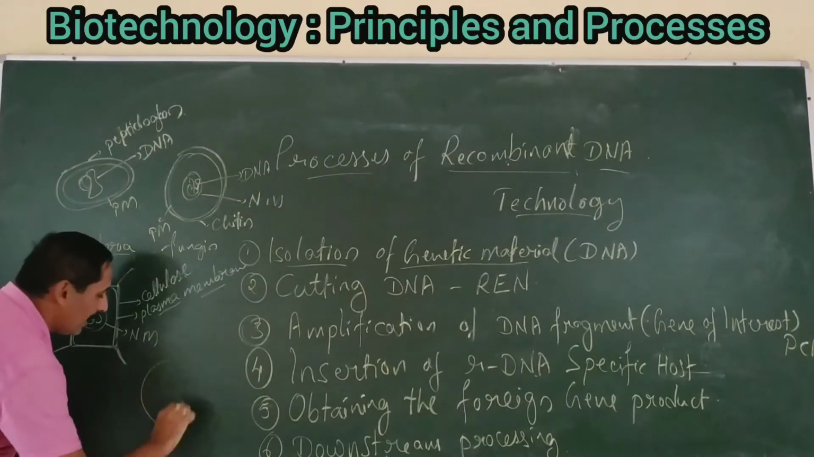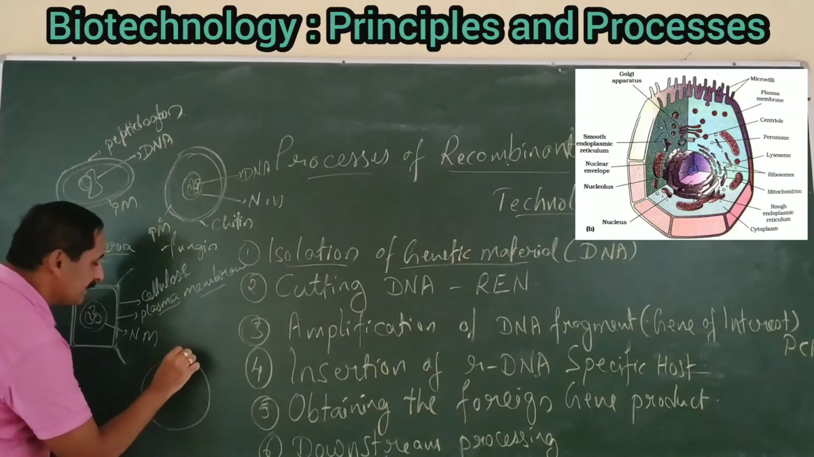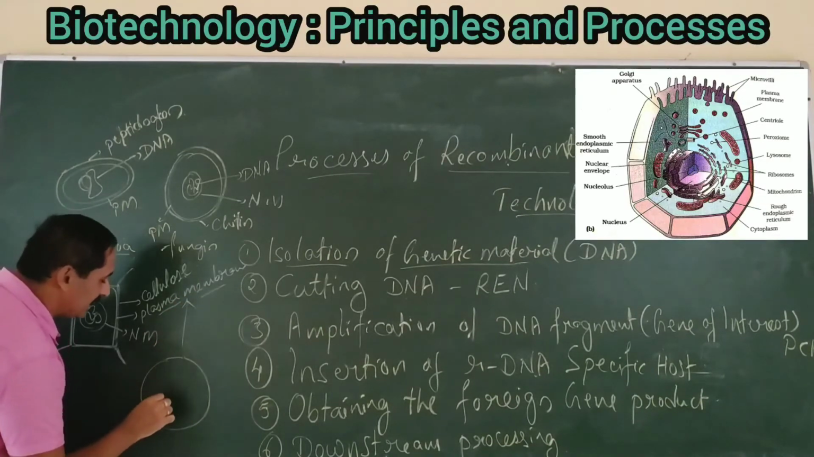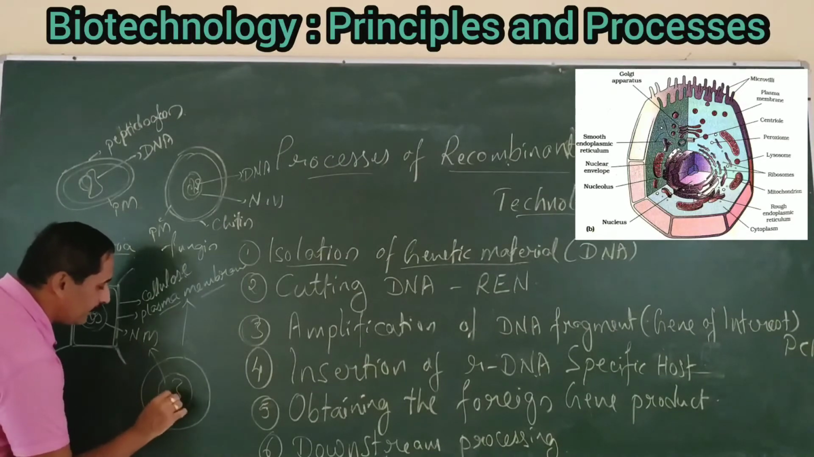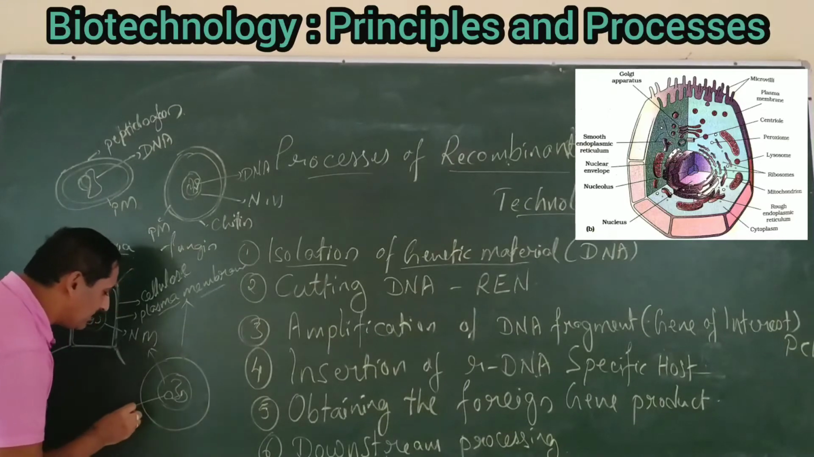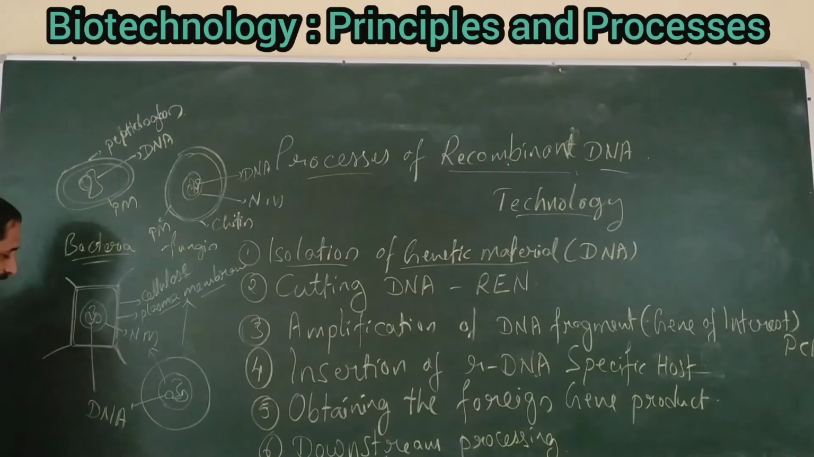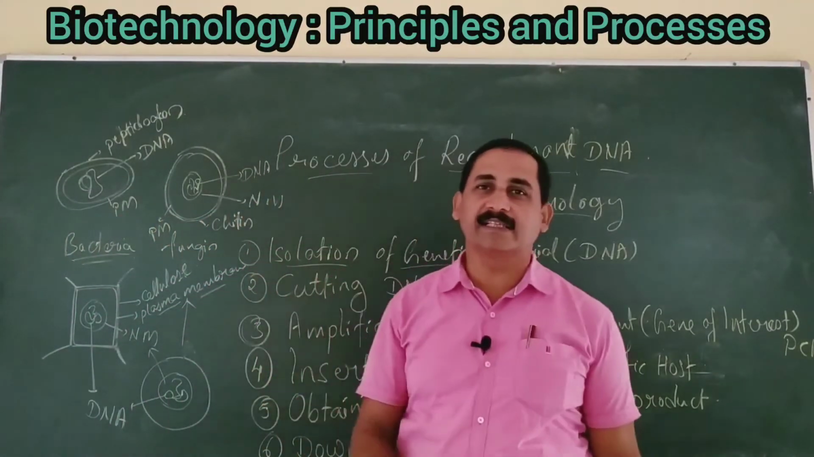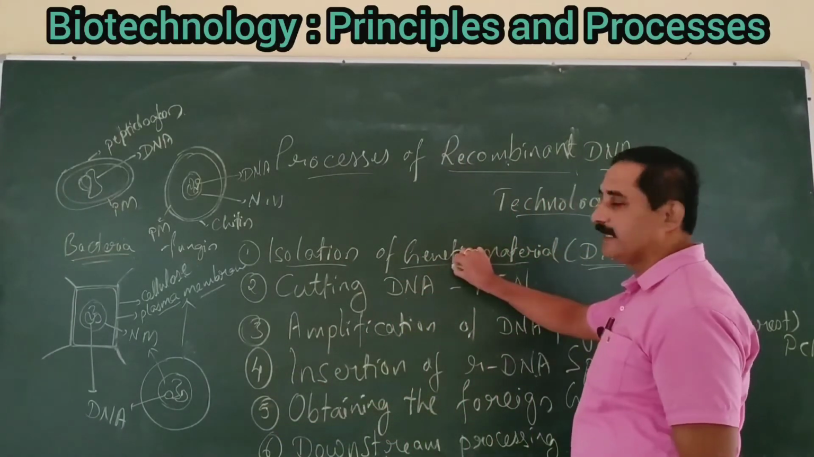If we have to isolate the gene of interest in an animal cell, it just consists of the plasma membrane. We can see a nucleus. The nuclear membrane is also present. Within the nuclear membrane, we can see the DNA, the chromatin material. So, in almost all organisms, DNA is the genetic material.